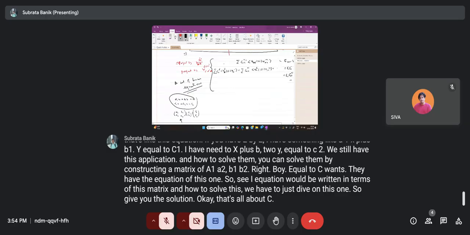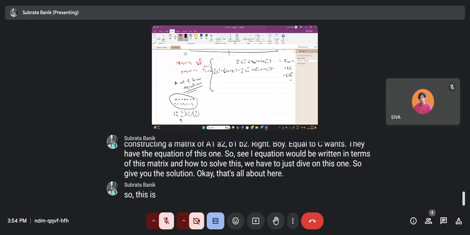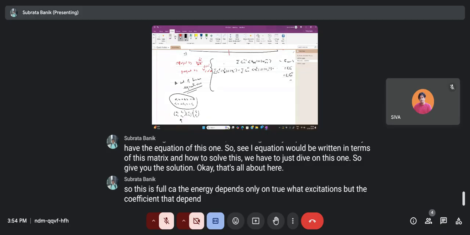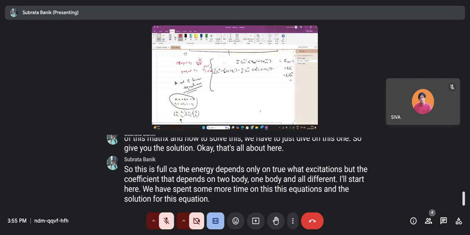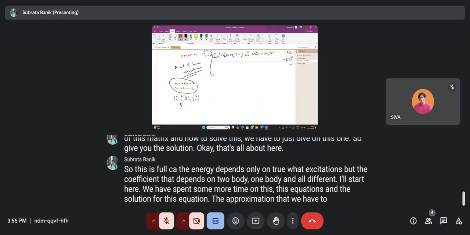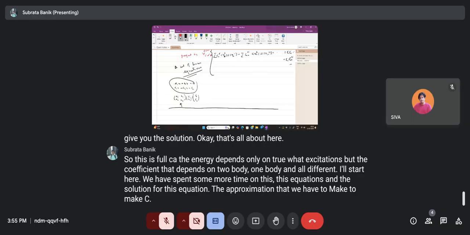Okay, that's all about CI. So this is full CI. The energy depends only on two-body excitations, but the coefficient depends on two-body, one-body, and all different ones. I'll stop here. We'll spend some more time on these equations and the solution for this equation, the approximations that we have to make CI feasible and computable, and then we'll move on to the production.